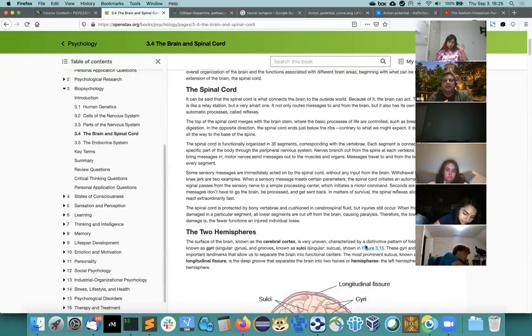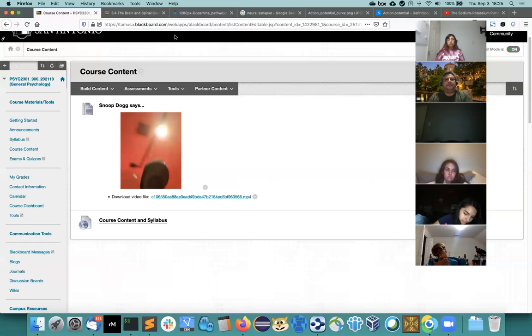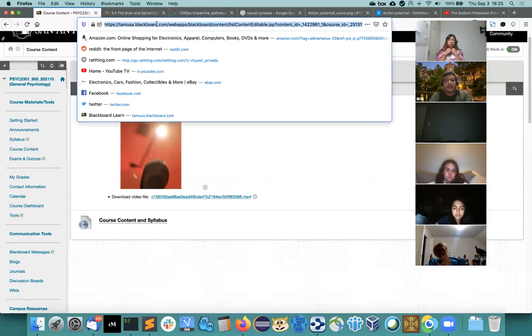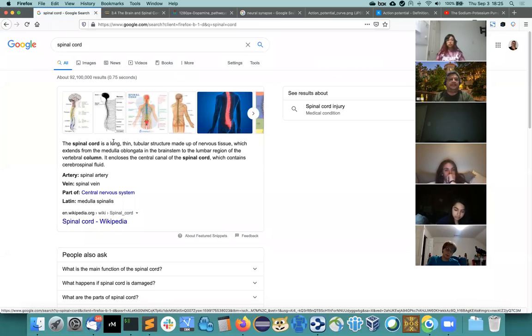Now the spinal cord is actually that part of your brain, or that part of your central nervous system, that is down your back inside your vertebrae.